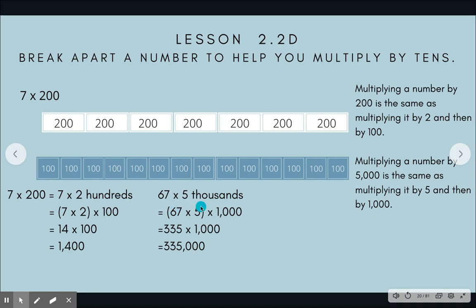67 times 5,000 is the same as 67 times 5 in parentheses, because whenever you see parentheses, do this part first. So 67 times 5 times 1,000. So you figure out what 67 times 5 is: 335. Then you simply have 335 times 1,000, which gives you 335,000.